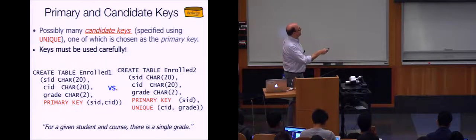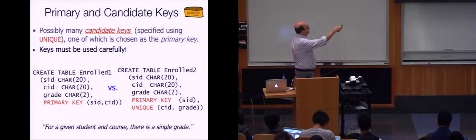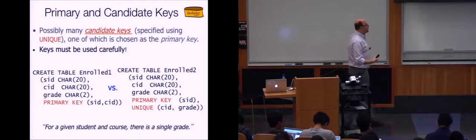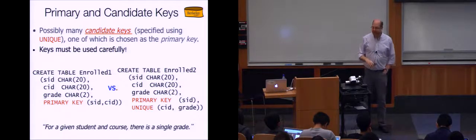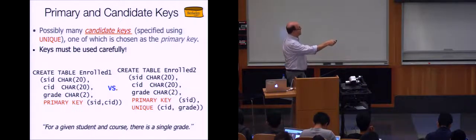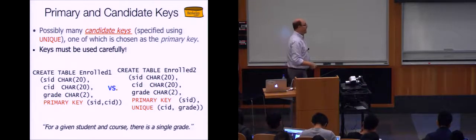So here are two enrollment tables, Enrolled 1 and Enrolled 2. They've got students who are referenced by their IDs, courses referenced by their IDs, and the grade. So this says, when this student took this course, they got this grade, okay? And the question is, what do I want the primary key to be there? So Enrolled 1 says, all right, the primary key is going to be the combination of student ID and course ID, okay?